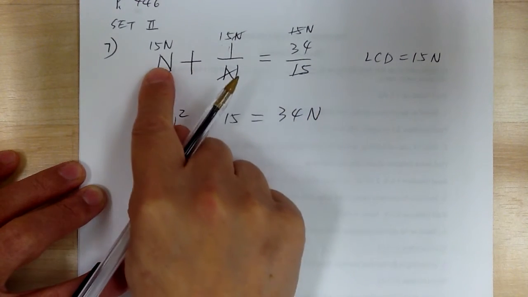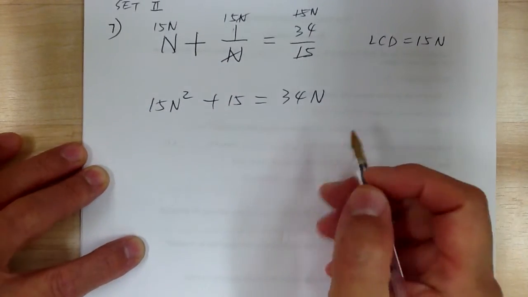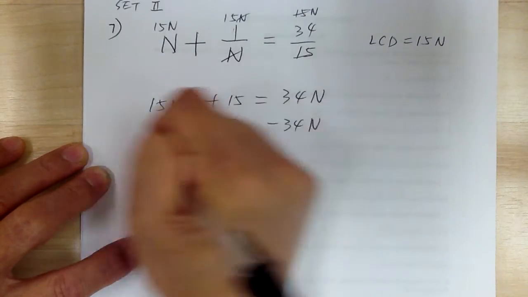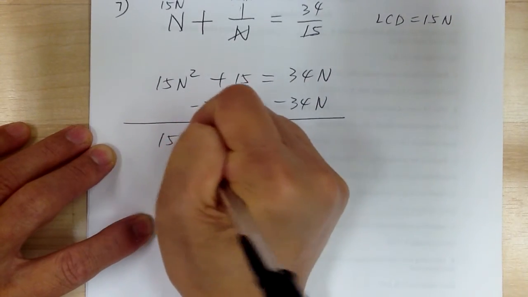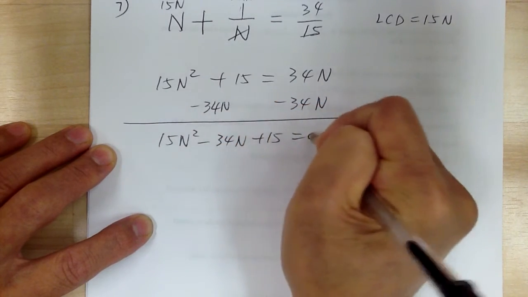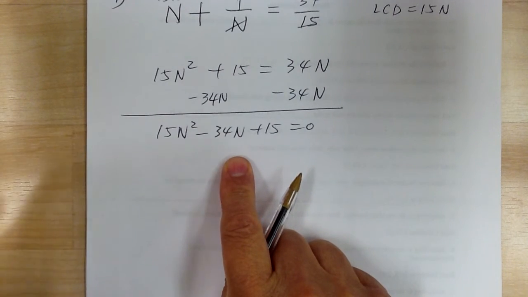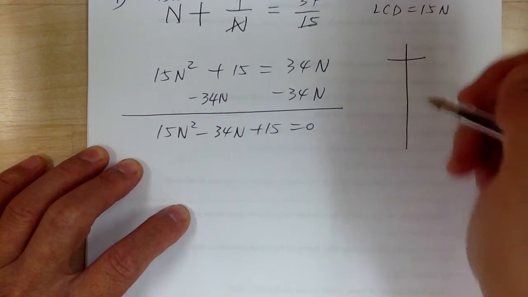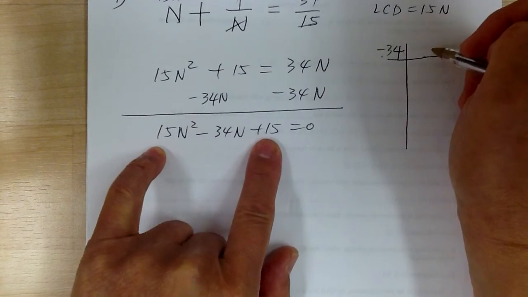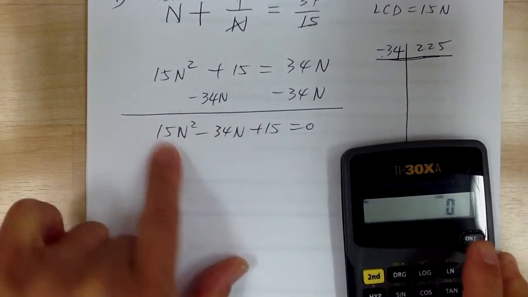So again, the sum of a number and its reciprocal is 34 over 15. Then after that, you're going to solve. So let's minus 34n. So you're going to get 15n squared minus 34n plus 15 equal to 0. So now you have to solve this. The product is kind of big, so you have to be patient. You've got to work it through. So you're going to have negative 34, and then the product is going to be 225. It's going to be 15 times 15.